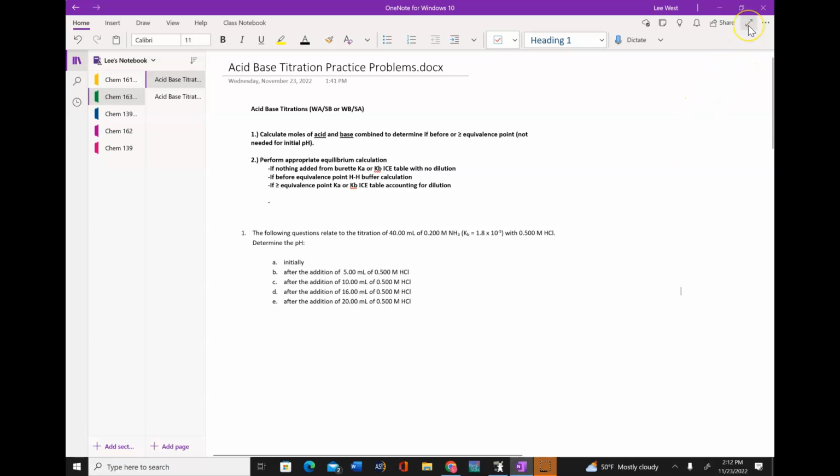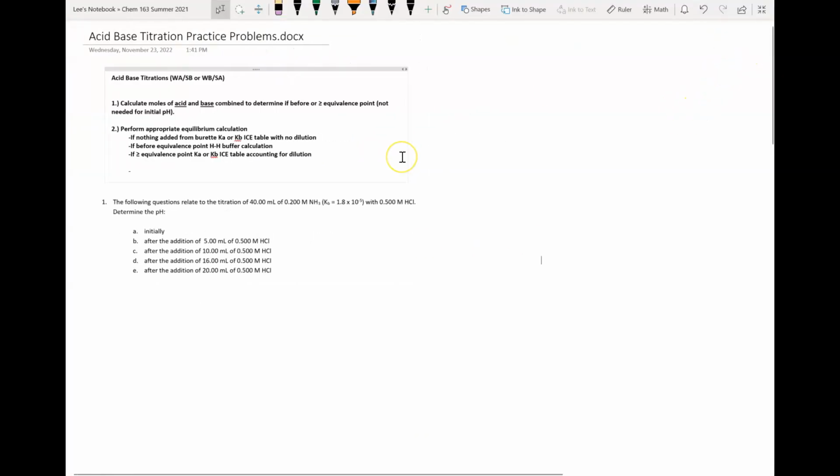Hey all, in this video I'm going to run through the basics of solving acid-base titration problems where we have a weak acid with a strong base, or alternatively a weak base with a strong acid. So there are really two parts to solving these problems. The first thing you need to do is to calculate the moles of acid and base that you're combining and decide if you are before or at or after the equivalence point.